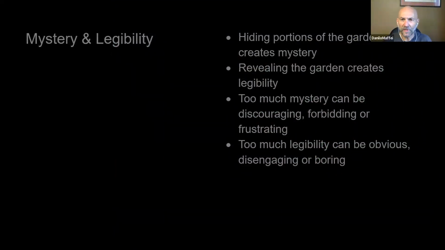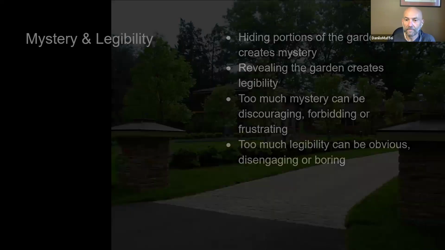We'll think about mystery and legibility, hiding portions of the garden to create mystery or revealing parts of it to make it legible. We can understand that if there's too much mystery, the garden can be discouraging or forbidding. Too much legibility, and it becomes boring. There's not enough for us to explore. So we'll be thinking about ways to add these elements into the landscape.